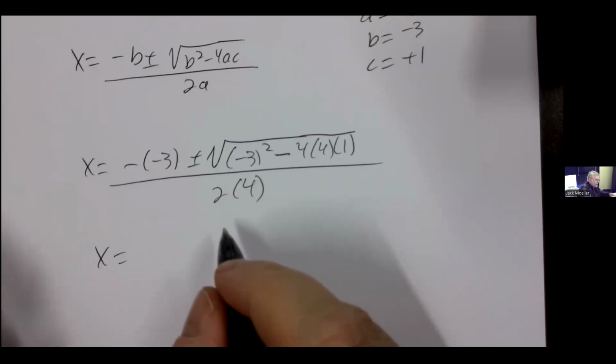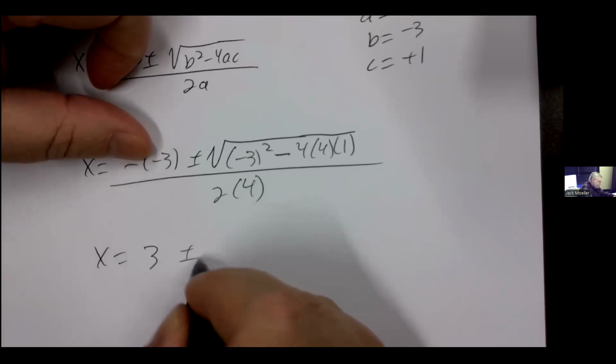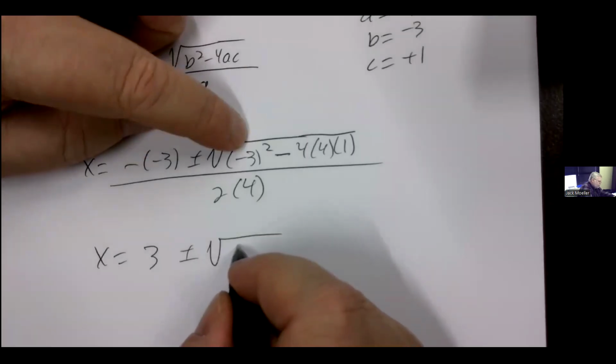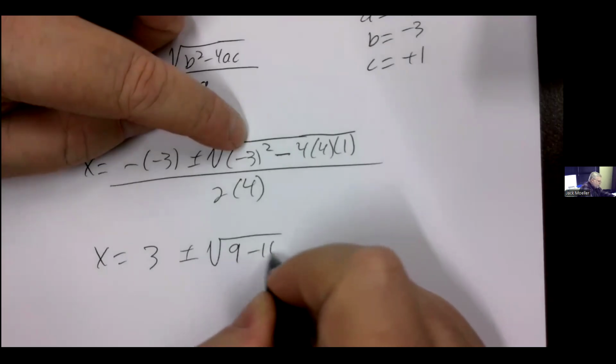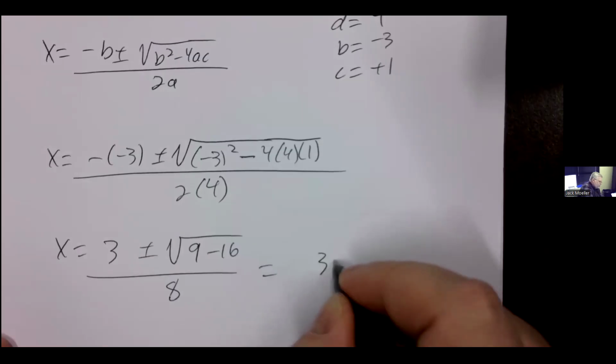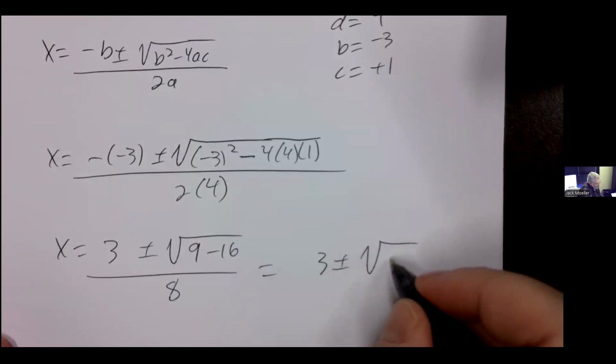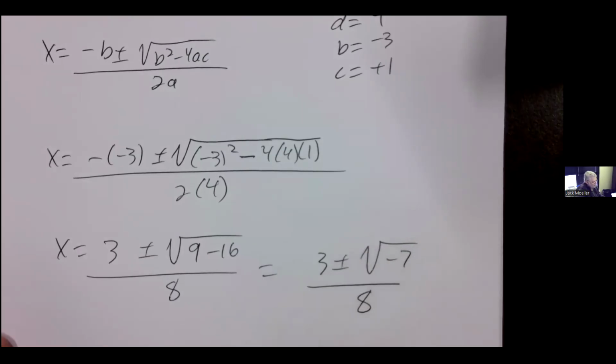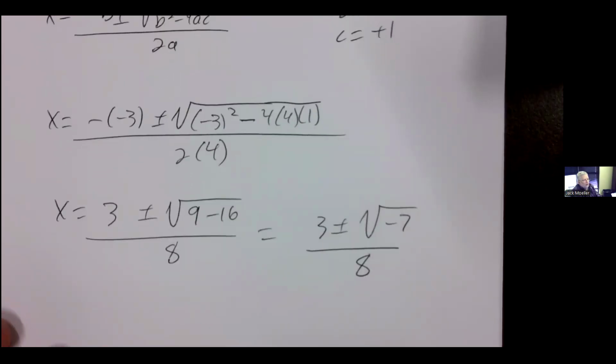Now we simplify that. 3 plus or minus the square root of -3 squared, which is 9, minus 16, over 8. That simplifies down to 3 plus or minus the square root of -7 over 8. All right. So again, I'd really like to be able to pause and ask if there's any questions here, but I guess if there is, you can back up and see what happened, or again, always email me.